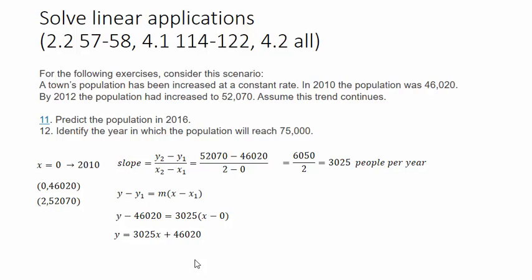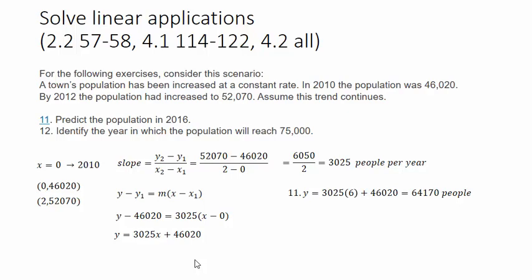So question 11, we just have to plug in and evaluate. Predict the population in 2016. So we're using x equals 0 to be 2010, so 2016 would be x equals 6. So we just plug that in. I did that. I got 3,025 times 6 plus 46,020, and I wound up with 64,170 people.